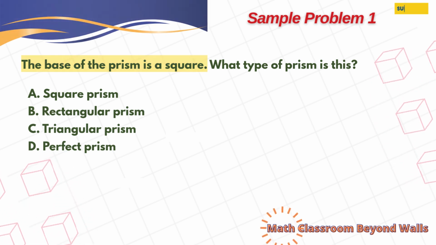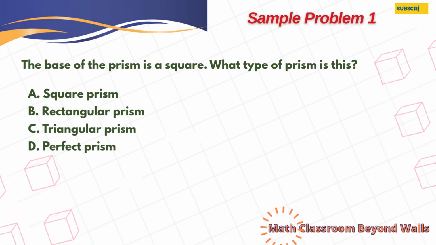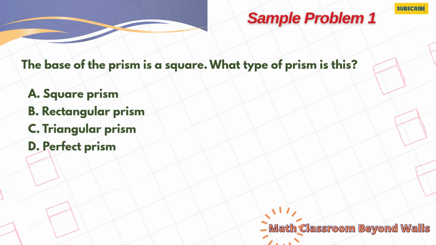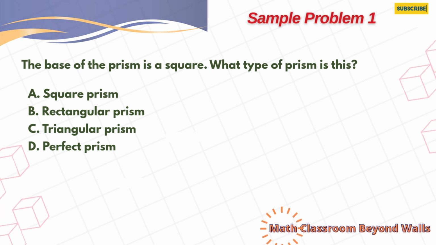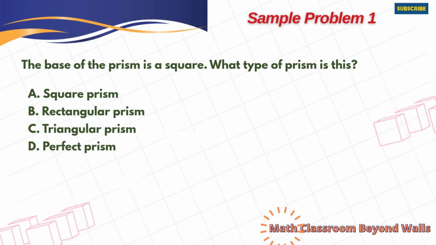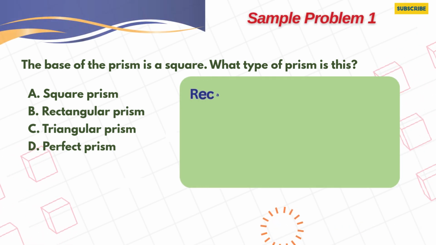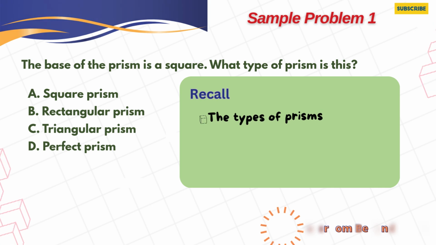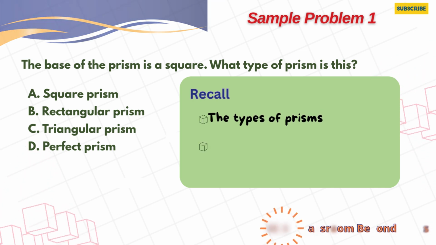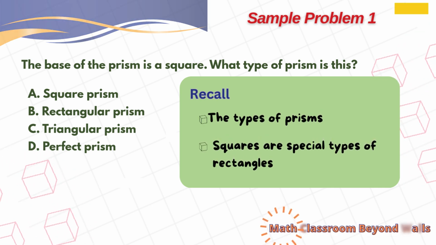Okay, learners, take note that we're only given the shape of the base. Nothing is mentioned about its lateral faces, so cube is out here. Besides, it is not in our options. At this point, we should be able to recall two things. One, that we mentioned two types of prisms earlier. And second, that squares are special type of rectangles.